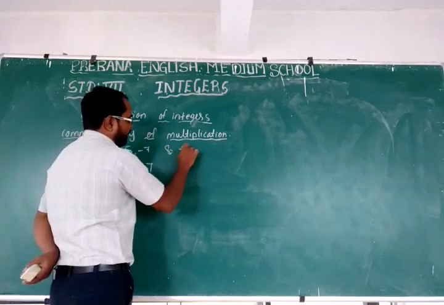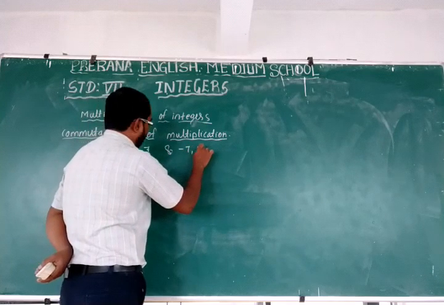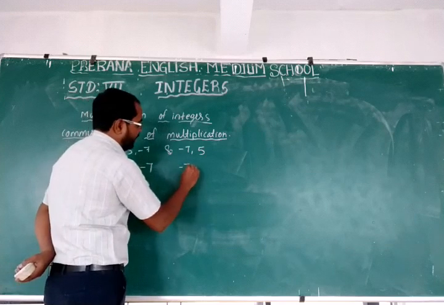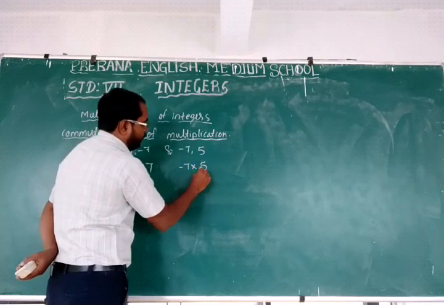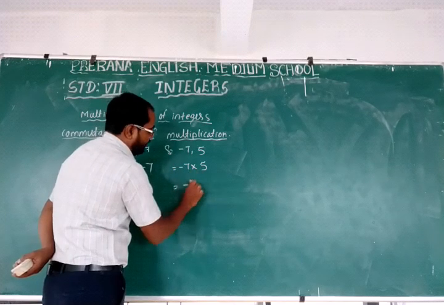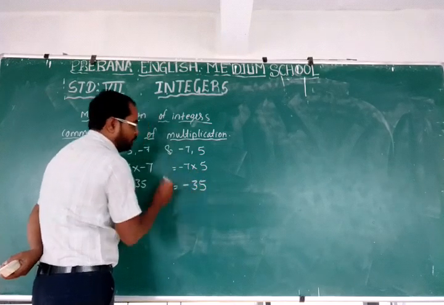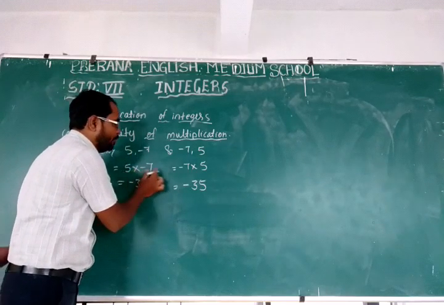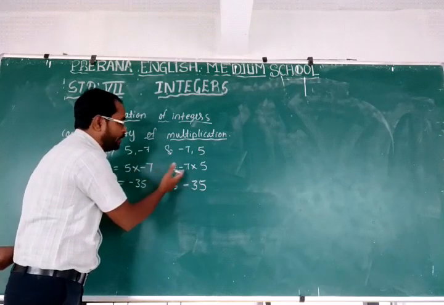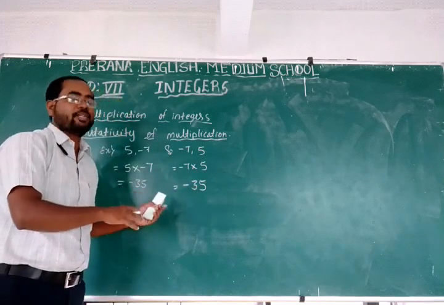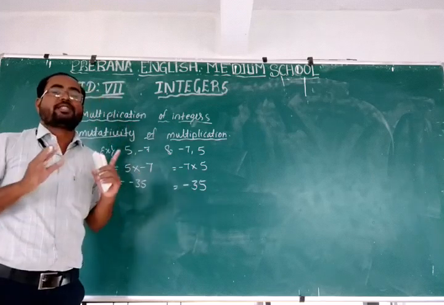And if I take minus 7 into 5, I am interchanging the numbers here. Minus 7 into 5: plus into minus is minus, so 7 into 5 is 35. Both the sides I got 35. Here I have taken 5 into minus 7, but here I have taken minus 7 into 5. I have interchanged the numbers, but at the end I got the same product.